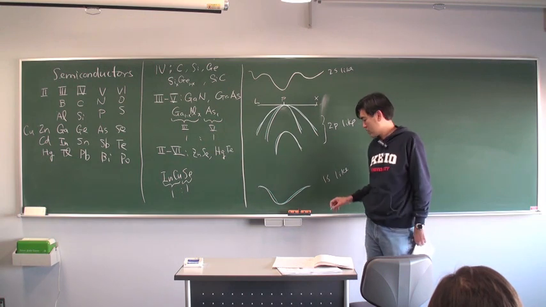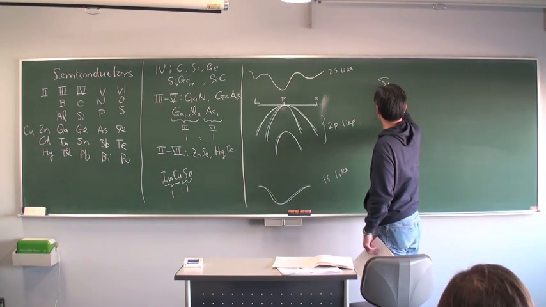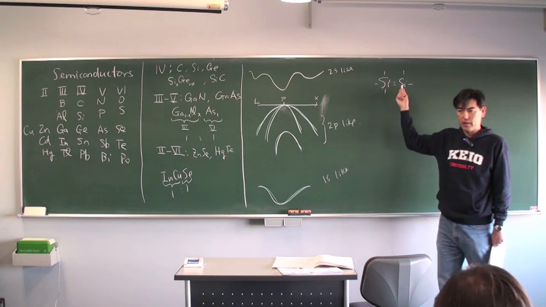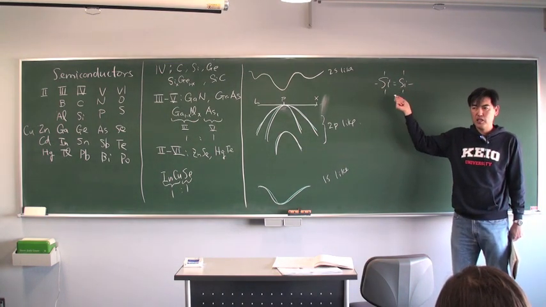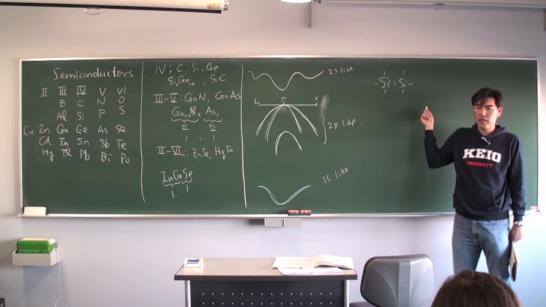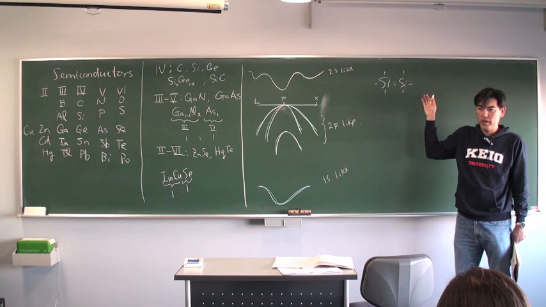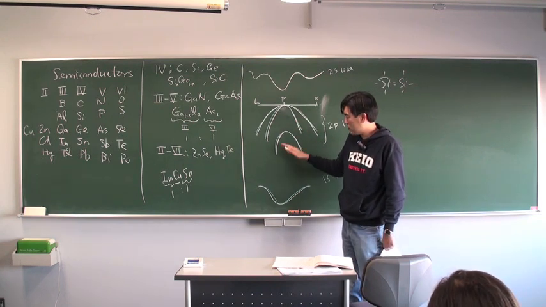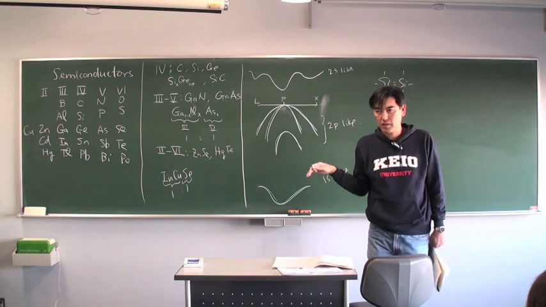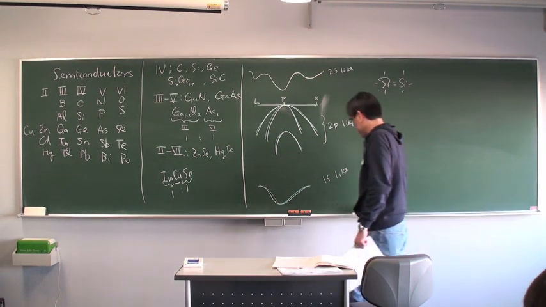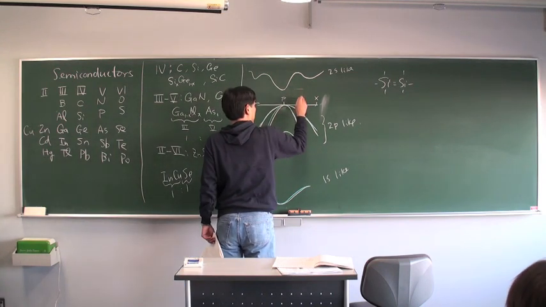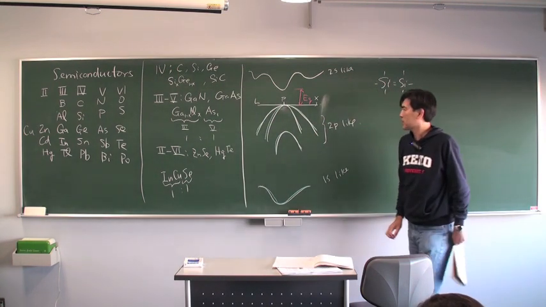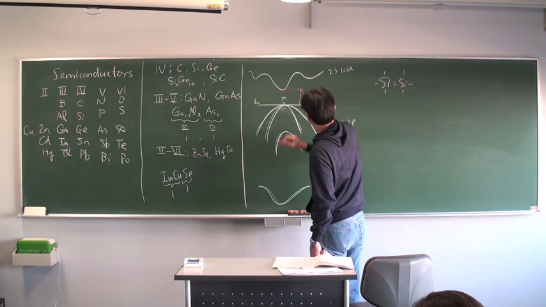Remember, for the case of the diamond lattice with silicon, we have to think of two silicon atoms in a basis, so we have 8 electrons to distribute: 1, 2, 3, 4, 5, 6, 7, 8. 2 goes here, so 2, 4, 6, 8, and we ran out of electrons. Now we have an energy gap here. This is the energy gap.